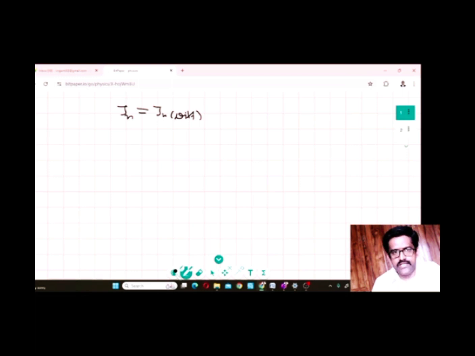Here, Jn is nothing but N e, the concentration of electrons, into mu n, where mu n is known as the mobility of the n-type semiconductor, into E, the applied electric field, which is equal to Dn into dN by dx. Dn is the diffusion coefficient, and dN by dx is the concentration gradient.